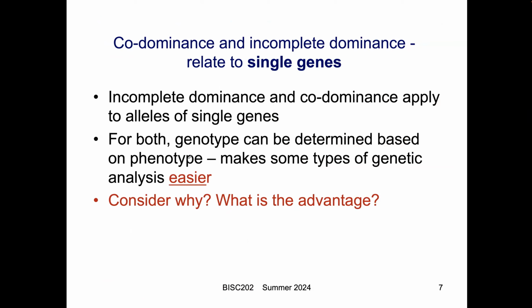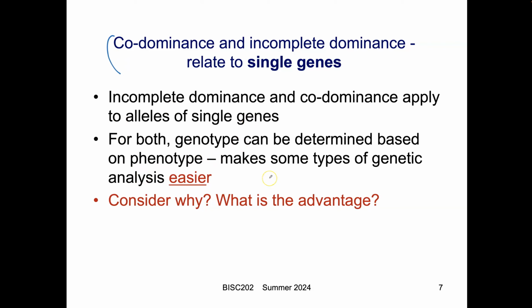So codominance and incomplete dominance relate to single genes. Sometimes when I am doing questions around two genes, especially after the next few lectures when we talk about two gene interactions, students will say that one gene is dominant over another, and we have a completely different term for that. When we're talking about dominance, whether it's complete dominance, incomplete, or codominance, we're always talking about particular alleles of single genes.